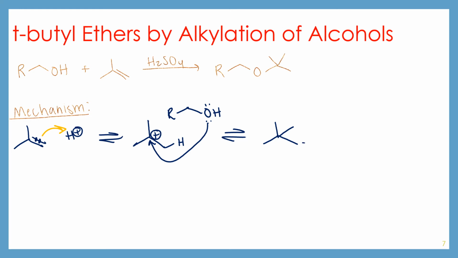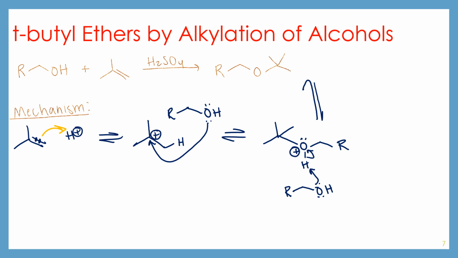But now we have our oxygen from the alcohol, we have our R group, we have a hydrogen on there, we have a lone pair and a positive charge. So from here, we can just have another equivalent of the alcohol pick up this proton, and that gets us to our product.